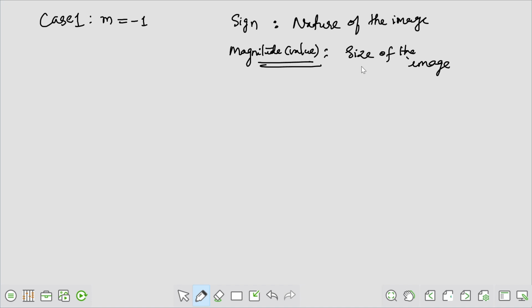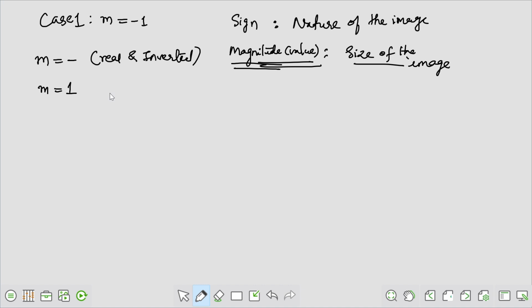Now here the sign is minus. So what is the nature if magnification is minus? Yes, if magnification is minus, it is real and inverted. Now what does the magnitude indicate? The size of the image. So here the magnitude is 1. So what does it indicate? Any idea what it indicates?